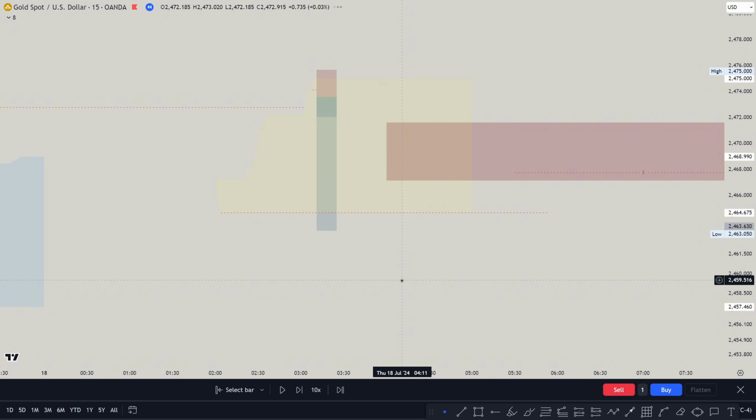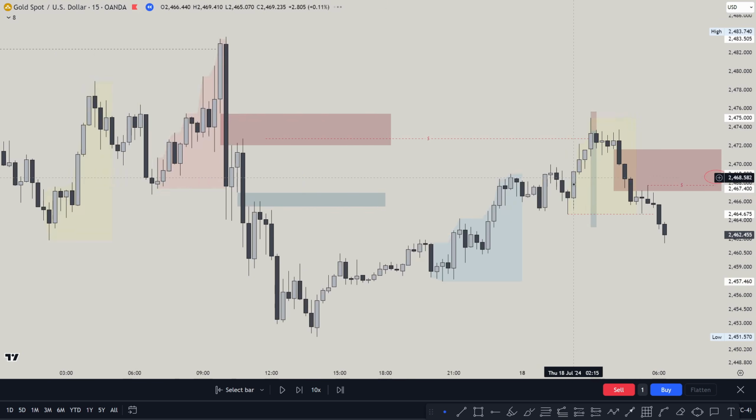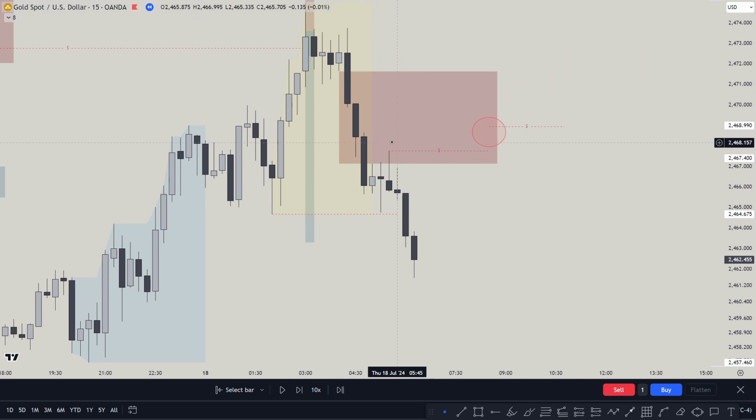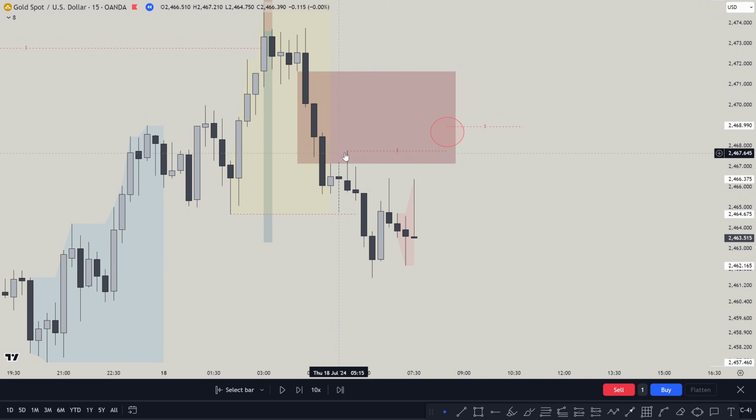That's one entry. Now, the same thing happening again with the second mitigation here. Let's see. So we got the first pullback.